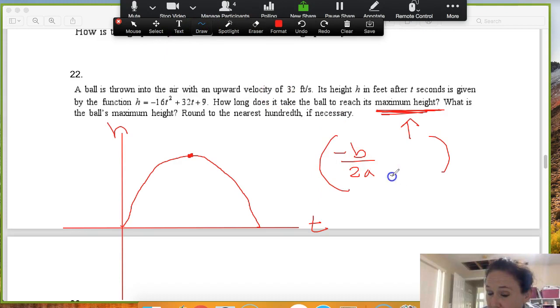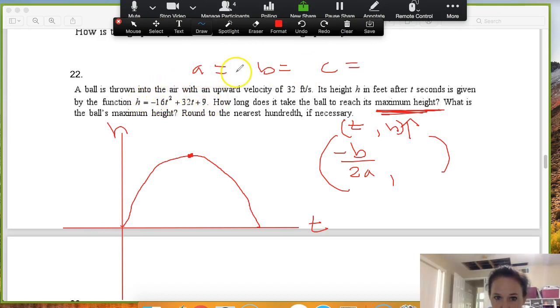That's the x value of your vertex. Then you plug it back in to get the y value of the vertex, or in this case, the h value. So this is your t and your h, right? T and h, okay? Or x and y. So negative b over 2a, let's look at our values. Our a, our b, and our c. This is in standard form already.